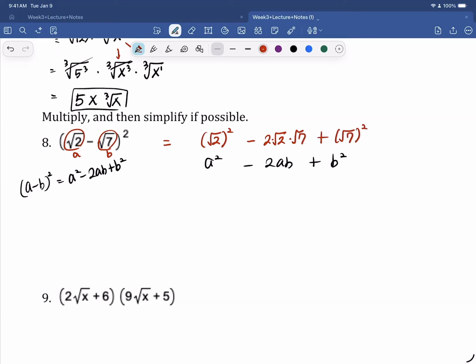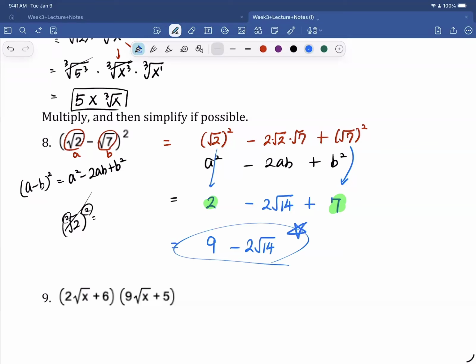So what is the square root of 2 squared? You have the same index and the exponent is the same, then you can take it out, right? So that's why this one is going to be 2 minus 2 square root of 14. And then this one is what? 7. Okay. So the only like terms, as you can see, are 2 and 7. So 2 plus 7, which is 9, minus 2 square root of 14. Okay.